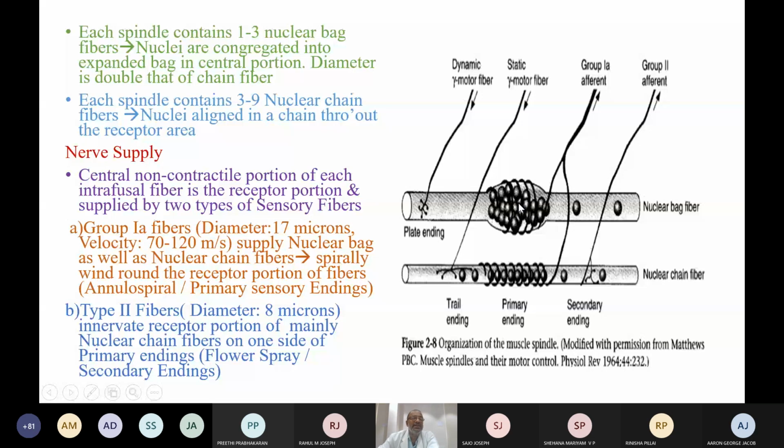Primary sensory endings are annulospiral endings. Then type 2 fibers, diameter about 8 microns, innervate the receptor portion, particularly the nuclear chain fibers, on one side of the primary ending. This is called the flower spray or secondary ending.